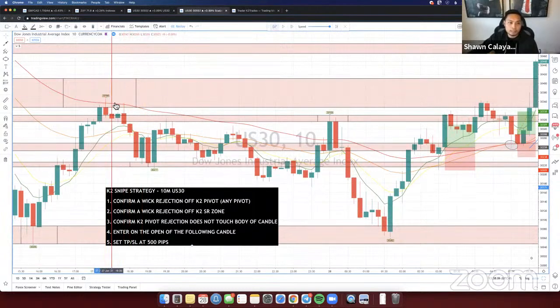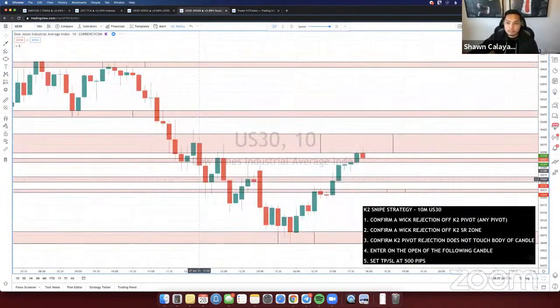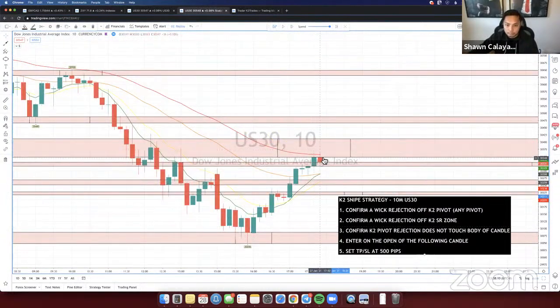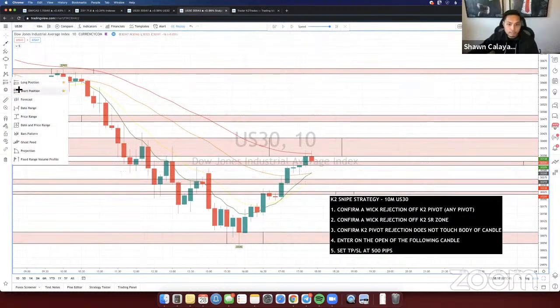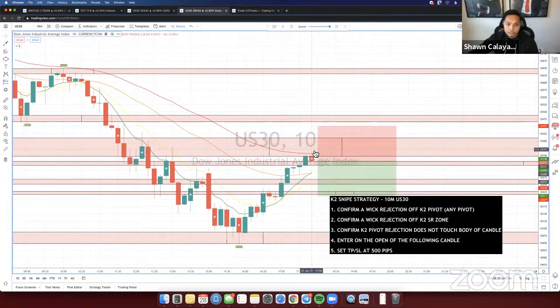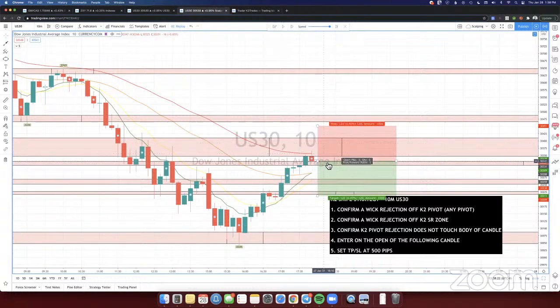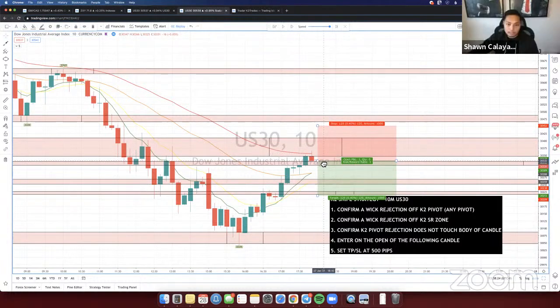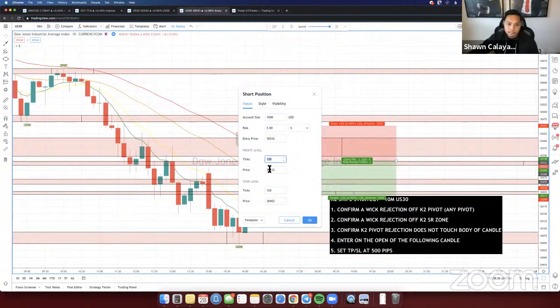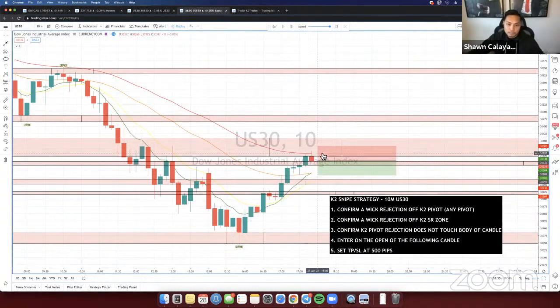So for example, right here we have the rejection off the pivot. We have the rejection off the structure. This is at about 6 p.m., Asia session. If you took this trade right here, because we have the rejection off the pivot, this would be a sell. So this would be the opposite direction. Instead of taking the buys, this would be a sell because the rejection came from above. If the rejection comes from above, you take a sell. If the rejection comes from below, you take a buy.